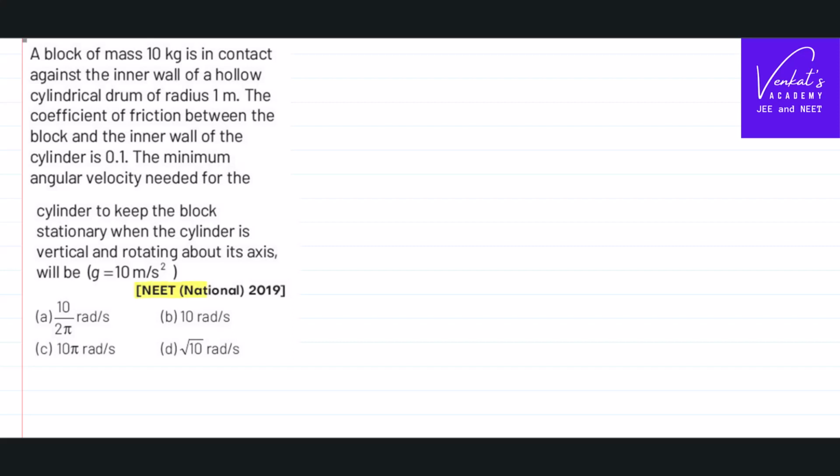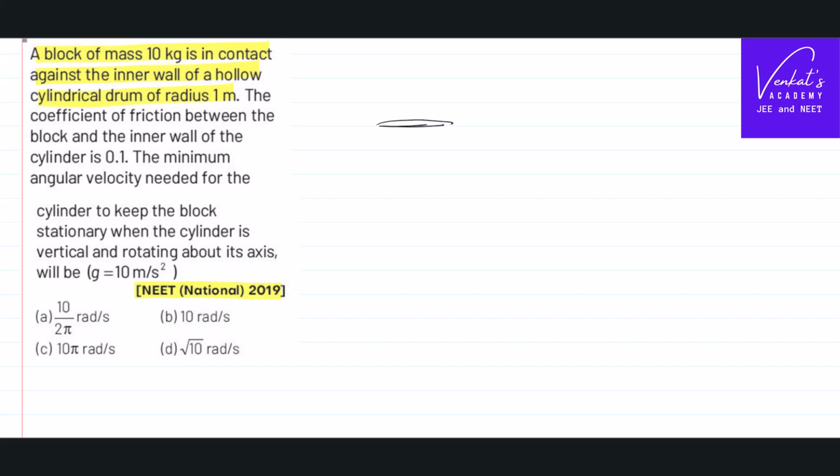This is a NEET 2019 question which has a combination of concepts of friction as well as circular motion. Let's have a look at the problem. A block of mass 10 kg is in contact against the inner wall of a hollow cylinder drum of radius 1 meter. Let us try to visualize what he's trying to say.